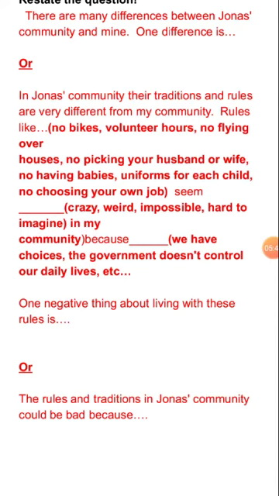Does it seem crazy, weird, impossible, hard to imagine? In my community, because blank, because we have choices, because the government doesn't control our daily lives, because I've had a bicycle since I was 3 years old. Just pick a reason that makes sense for the rule or tradition in Jonas's community that you chose. Then make sure you include one negative thing about living with these rules is, or something like the rules and traditions in Jonas's community could be bad because.